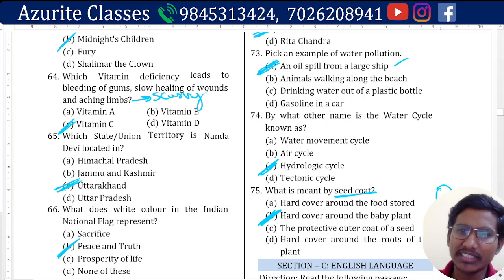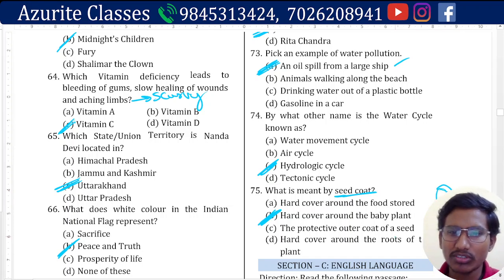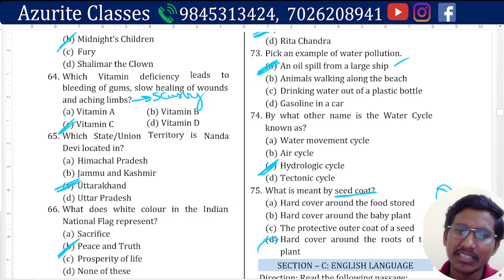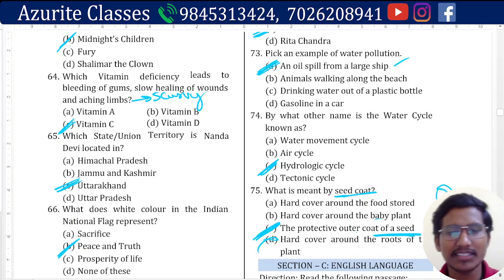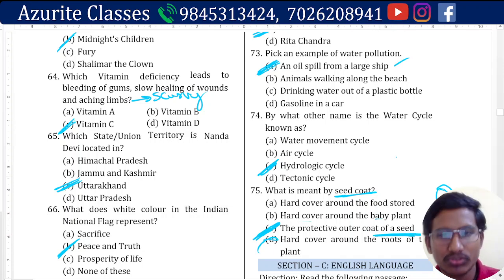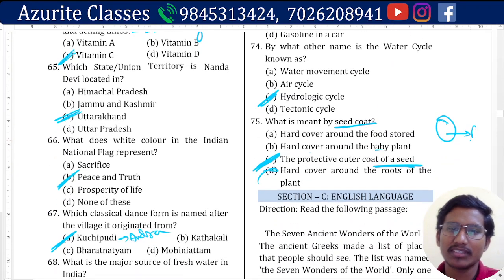Okay, so that is how the seed coat will be there. Inside there will be a baby plant, there will be food for that. So hard cover around the roots? No, not possible. Hard cover, protective outer cover of a seed. Yes, that is the C answer. So hard cover of the seed, protective cover for the seed, option C is the answer, not B. Okay, so that is the answer, option C.